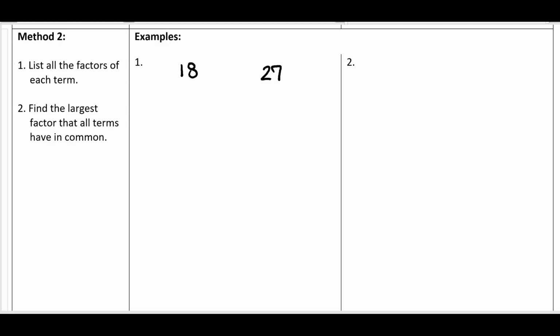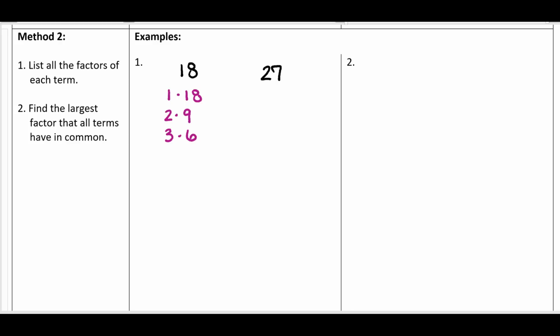So starting with 18, I always start with the number 1. 1 times 18 is 18. Then I'm going to try the number 2. 2 times 9 is 18. Alright, so now we have 4 factor pairs. I'm going to do 3 times 6 is 18. Now 4 does not divide evenly into 18. So I'm not going to put 4 down.